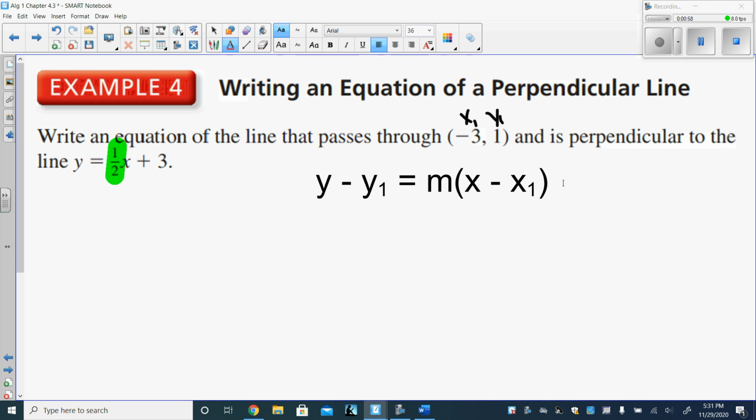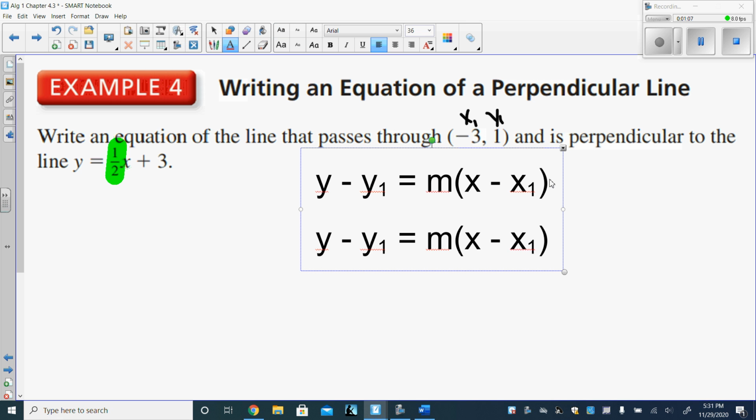Now the first thing we can do is type in our point, using this formula, because we can type in the point in our x1, y1. The y1 value comes from the point, and our y1 value is 1. So we type 1 in. Now our x1 value is negative 3, so we would type negative 3 into that spot there. Now the only thing we're missing is the slope.